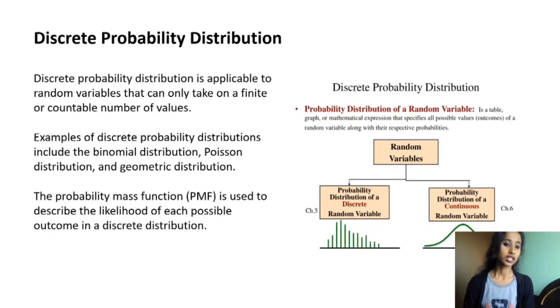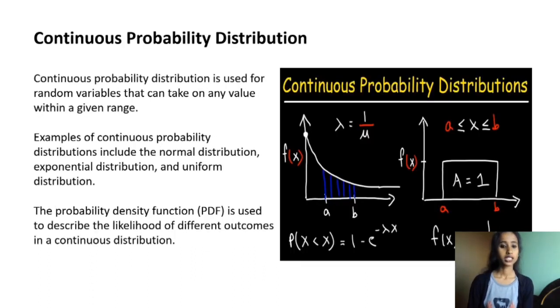Discrete probability distribution. Discrete probability distribution is applicable to random variables that can only take a finite or countable number of values. Examples of discrete probability distributions include binomial distribution, Poisson distribution, and geometric distribution. The probability mass function, that is known as PMF, is used to describe the likelihood of each possible outcome in a discrete distribution. Continuous probability distribution is used for random variables that can take any value within a given range. Examples of continuous probability distributions include normal distribution, exponential distribution, and uniform distribution. The probability density function, PDF, is used to describe the likelihood of different outcomes in a continuous distribution.